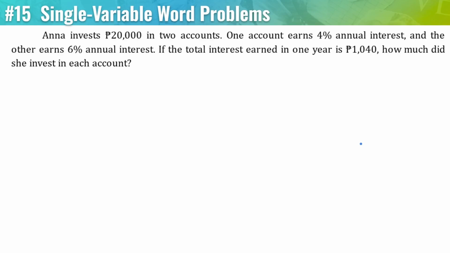For number 15, we have this one, but with money. Anna invests 20,000 pesos in two accounts. One account earns 4% annual interest, and the other earns 6% annual interest. If the total interest earned in 1 year is 1,040 pesos, how much did she invest in each account?